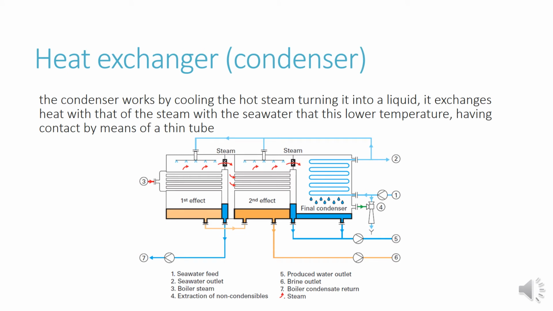Heat exchanger, condenser. The condenser works by cooling the hot steam, turning it into a liquid. It exchanges heat from the steam with the seawater, which is at a lower temperature, connected by means of a thin tube. These numbers are shown in the diagram of the process. Number 1, seawater feed; 2, seawater outlet; 3, boiler steam; 4, extraction of non-condensables; 5, produced water outlet; 6, brine outlet; 7, boiler condensed return.